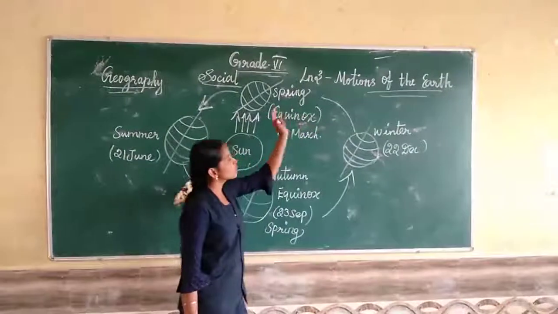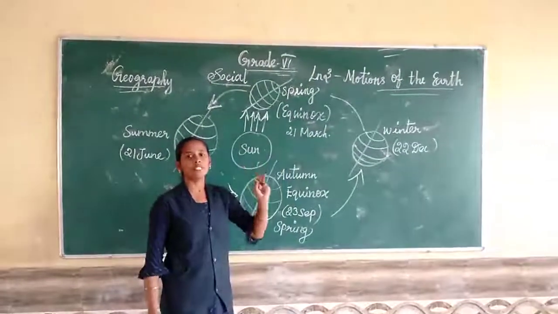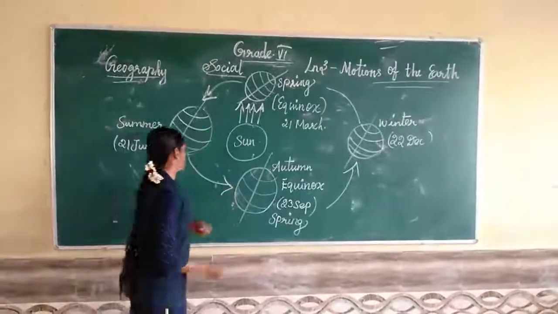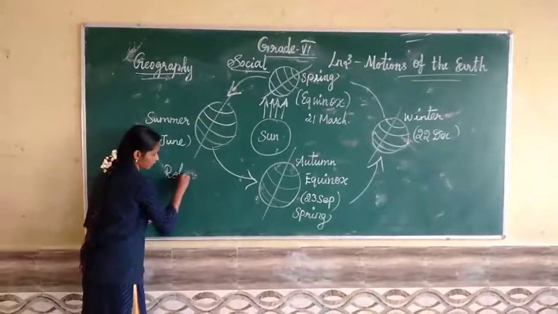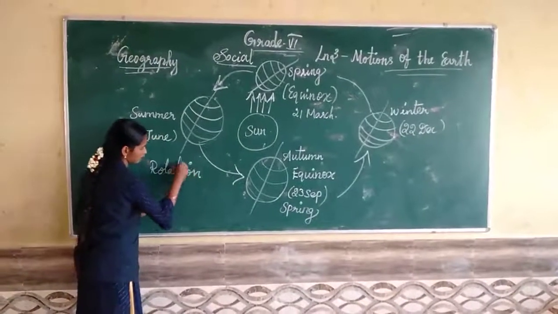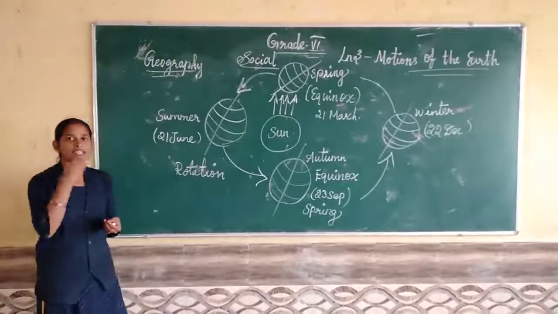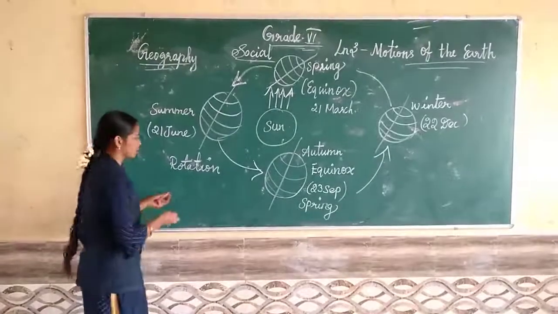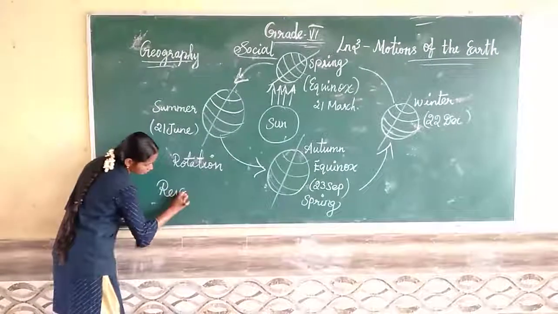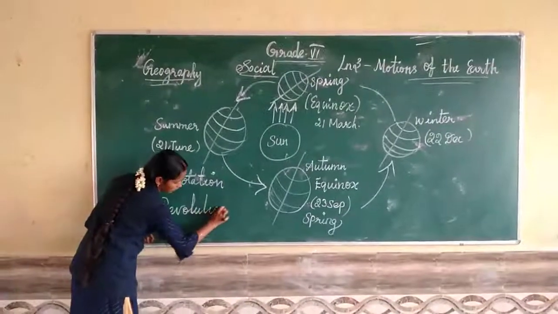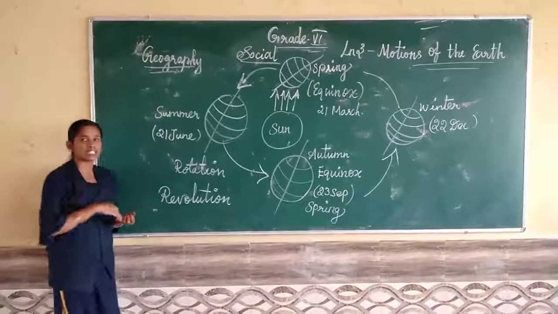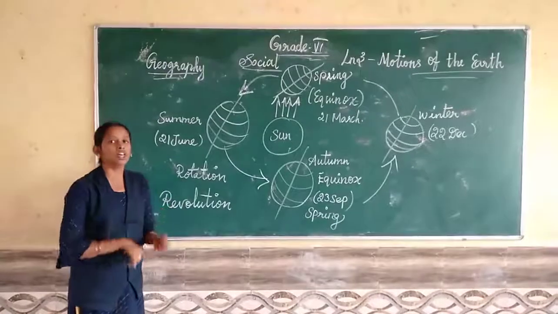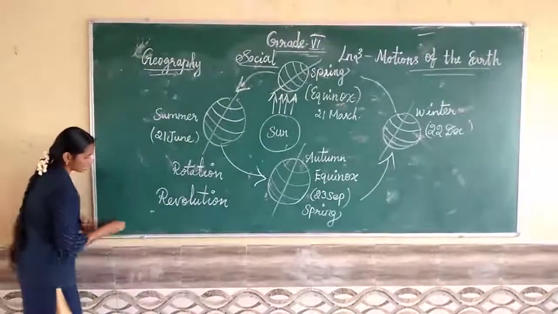The earth. Motions of the earth means how the earth makes a rotation and revolution. Rotation means the earth rotates by itself only. That is called rotation. Then revolution means the changes of the earth. What are the changes coming to the earth? There are four seasons we have followed, no? That is the revolution.